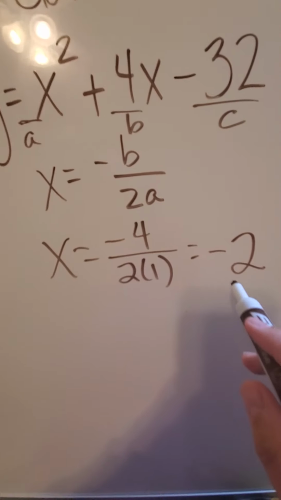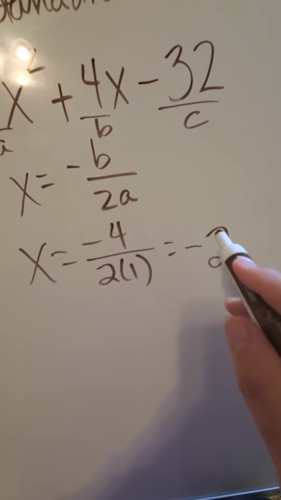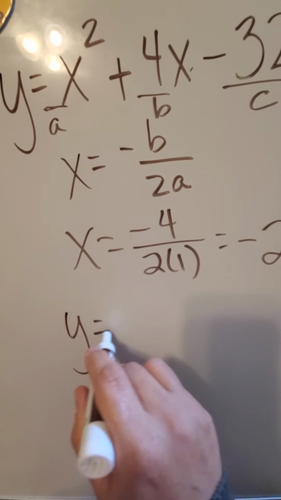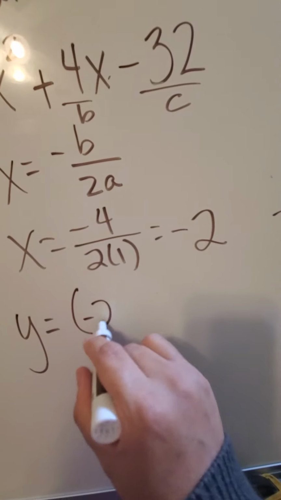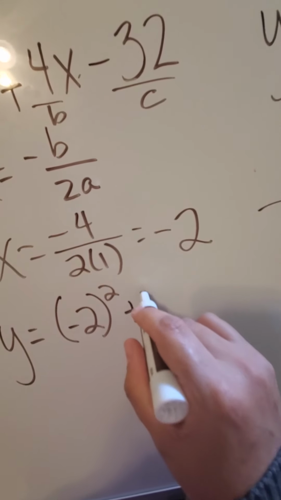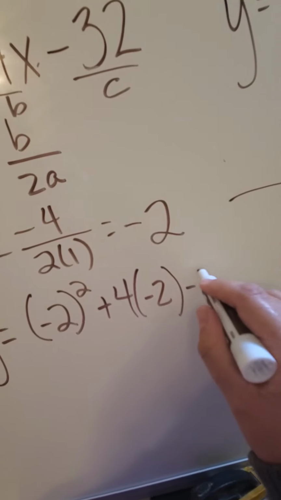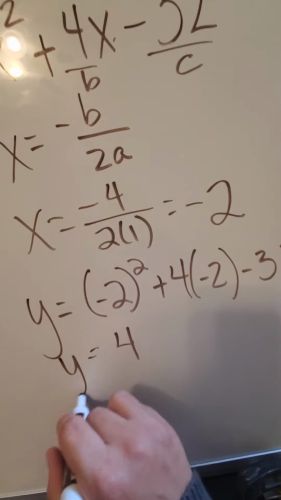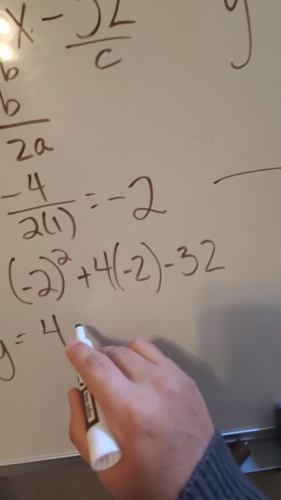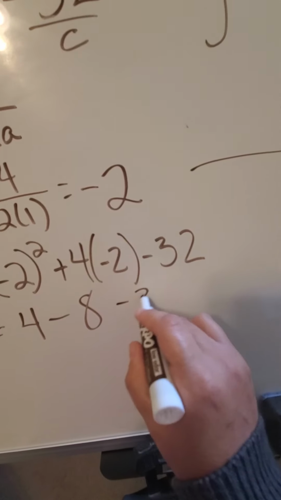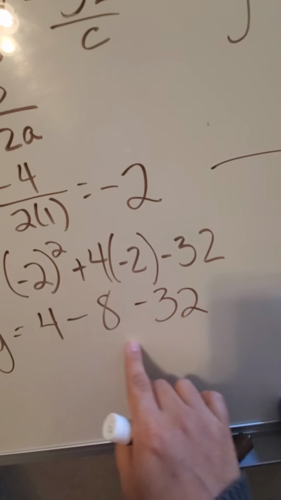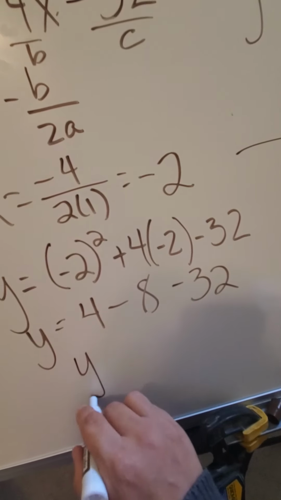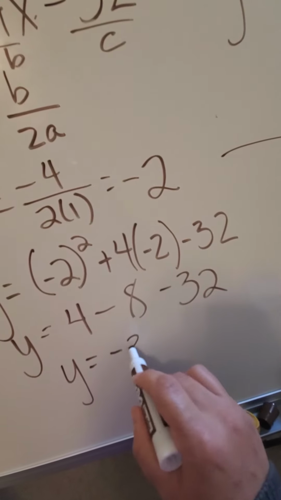So now I know the x value. All I have to do now is plug negative 2 back in everywhere I see an x and solve. So y would equal x squared, but instead of x, I'm putting negative 2. Don't forget your parentheses when you're squaring. Plus 4 times negative 2 minus 32. Now, negative 2 squared is 4. And you can put this in the calculator. It'll do it all for you. And then 4 times negative 2 is minus 8, and minus 32. So that together is minus 40, right? So 4 minus 40 would give me negative 36.